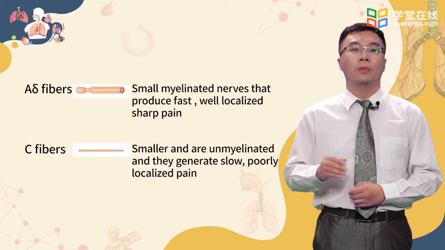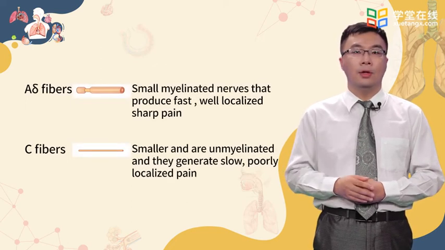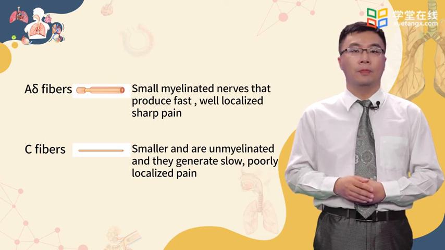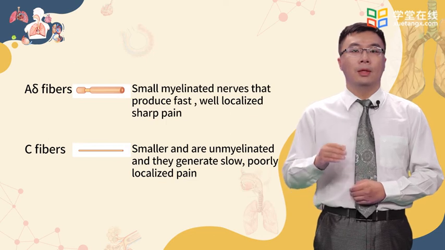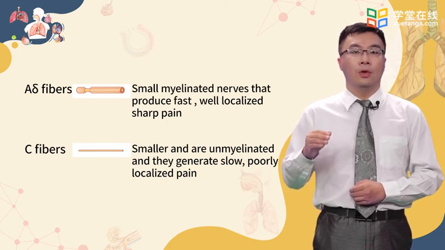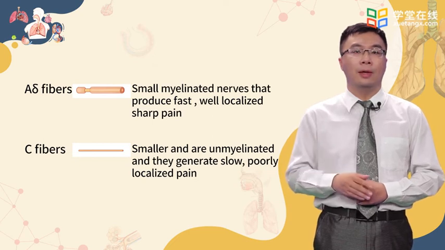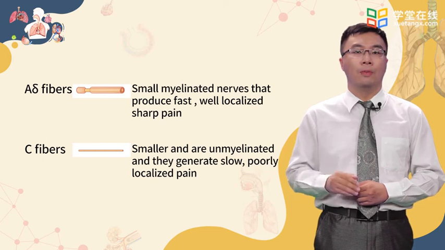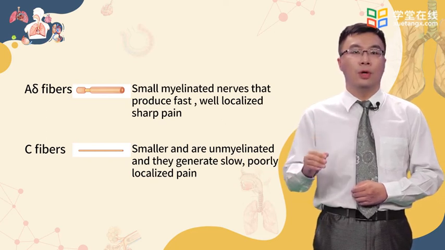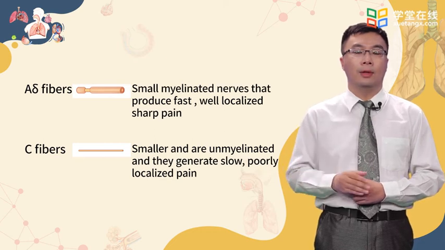So how do we feel pain? Well, there are special nerve endings that initiate the sensation of pain in our body. These are known as nociceptors. They are cutaneous receptors that are specialized to detect noxious stimuli, like tissue damage, very hot or cold temperature, or extreme pressure. There are two types of nociceptors.